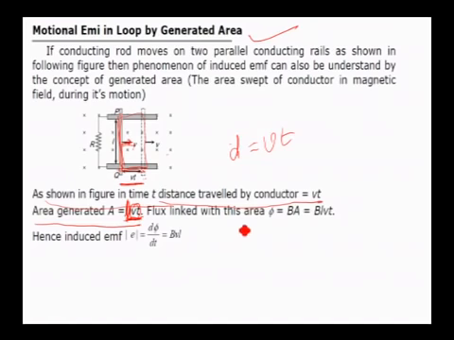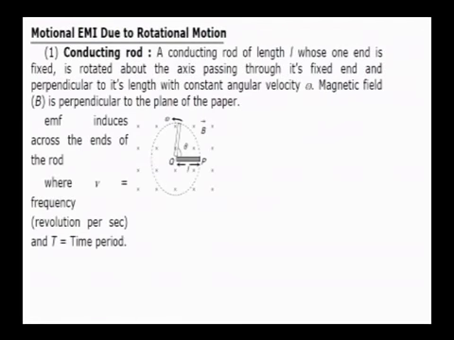Now the flux linked with this area is given by B into A, where A is L V t. As a result, induced EMF is d phi by dt. If you differentiate this with respect to time, the derivative of t with respect to time will be equal to 1. Finally, you get BLV, because induced EMF is the rate of change of magnetic flux. So BLV or BVL, where B is the magnetic field, V is the velocity, and L is the length of the conductor.